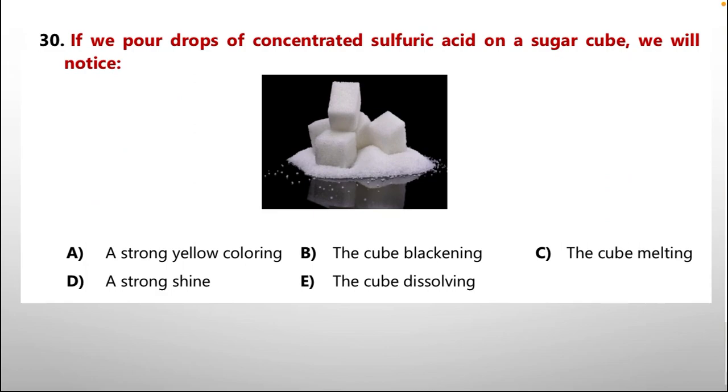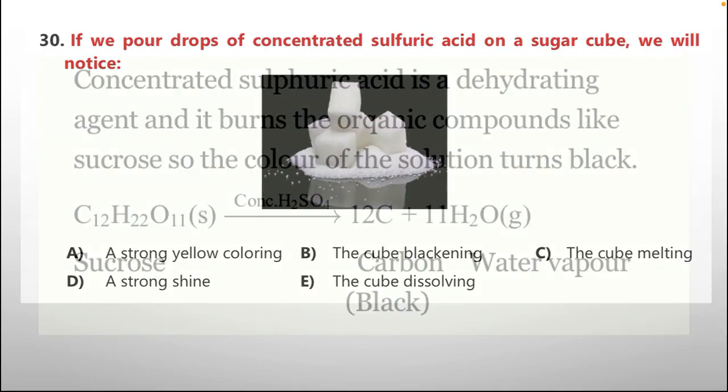This is the last question of our video, and that is: if we pour drops of concentrated sulfuric acid on a sugar cube, we will notice. Options are available under the diagram. A, a strong yellow coloring; B, the cube blackening; C, the cube melting; D, a strong shine; E, the cube dissolving.